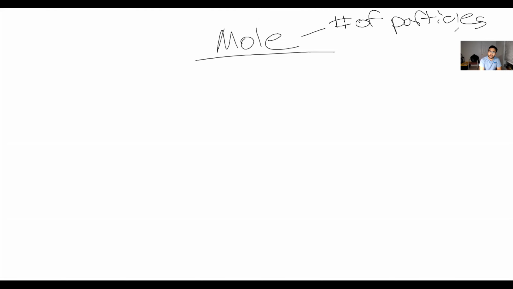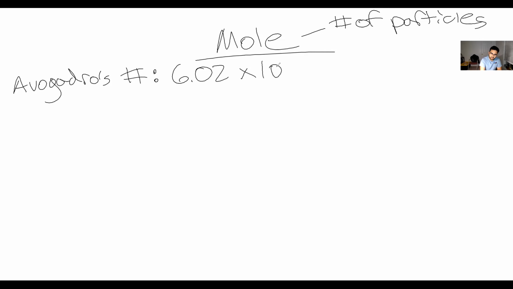Okay, so specifically, you may have heard of this thing called Avogadro's number. And this is the main number we'll be dealing with when we talk about moles. This number represents 6.02 times 10 to the 23rd. And this is the number that we're going to be using when we want to find the number of particles in however many moles of something.